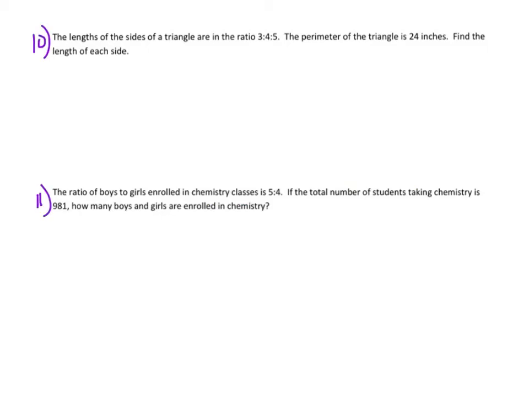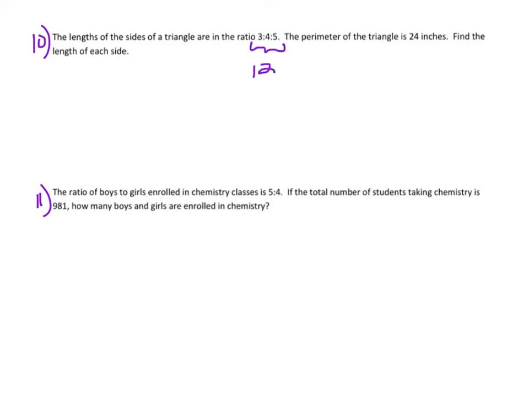For number 10, the lengths of the sides of a triangle are in the ratio of 3 to 4 to 5. The perimeter of the triangle is 24 inches. Find the length of each side. These sound complicated, and it sounds like a proportion problem, which I can write as a proportion if I choose. What I can do here is add all three numbers together, and that gives me 12.